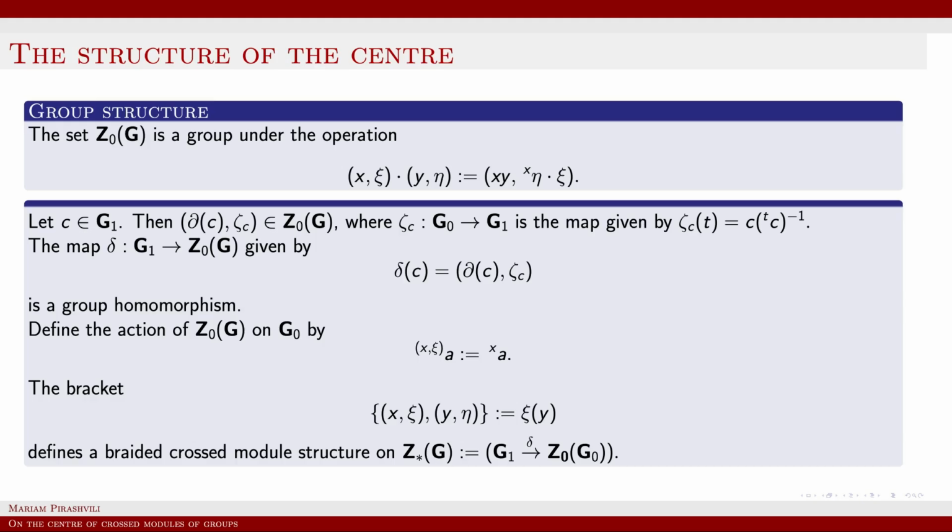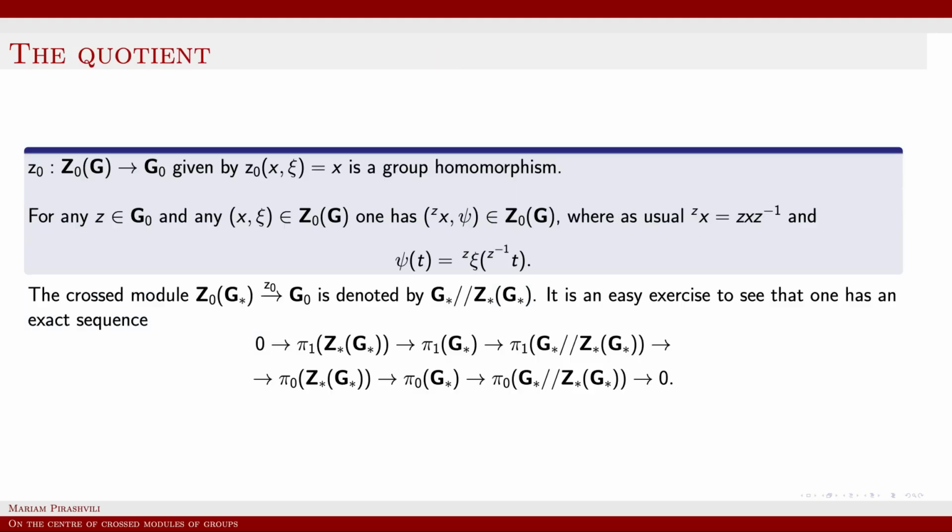And this is going to be a braided crossed module, the center, which it should be, because we know that from category theory. And the braid itself is defined, again, very simply. We take the second component here and we plug in the first component. And this gives us a braided crossed module structure on the center.